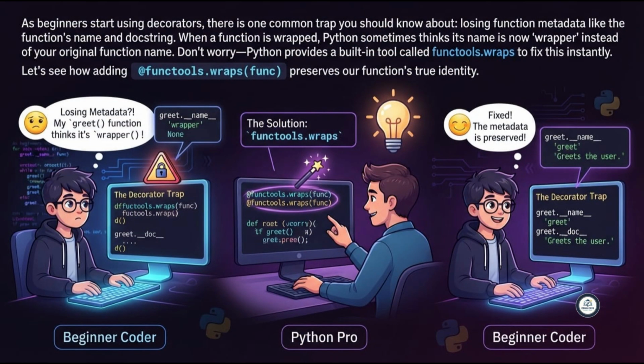As beginners start using decorators, there is one common trap you should know about: losing function metadata like the function's name and docstring. When a function is wrapped, Python sometimes thinks its name is now wrapper instead of your original function name. Don't worry, Python provides a built-in tool called functools.wraps to fix this instantly. Let's see how adding @functools.wraps(func) preserves our function's true identity.